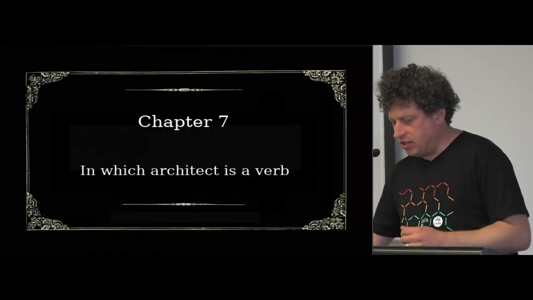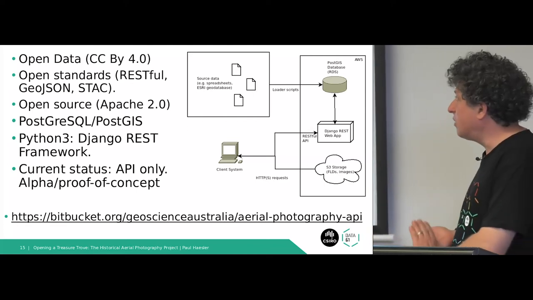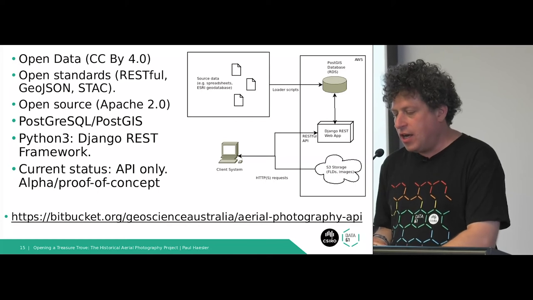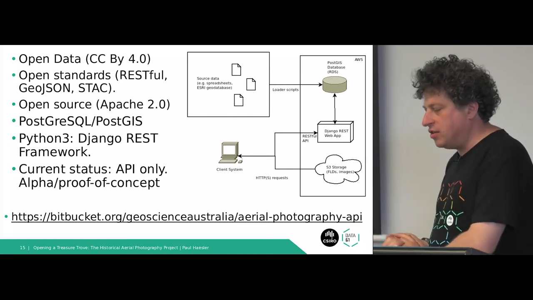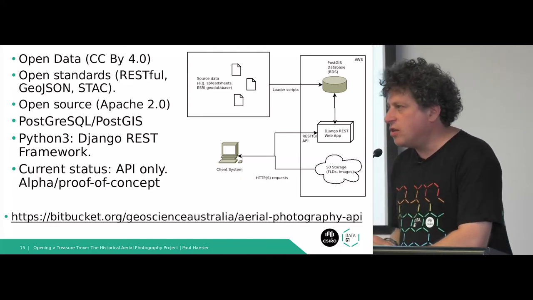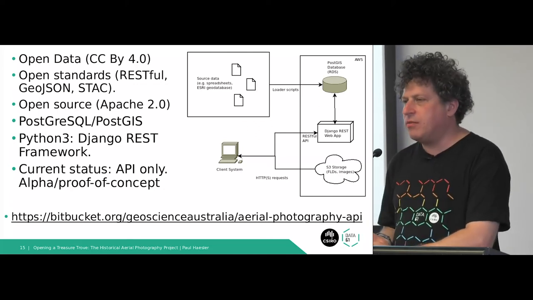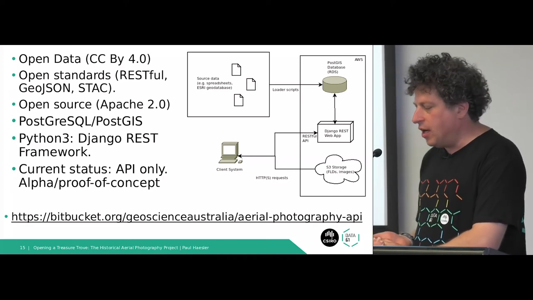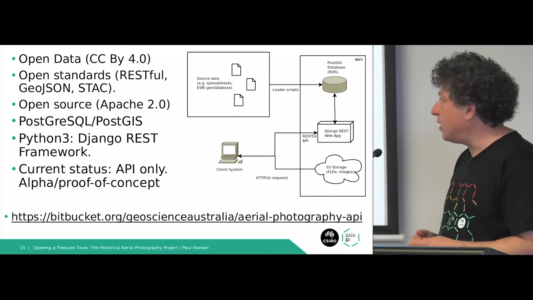So what am I actually doing? Open data, Creative Commons. All the imagery will be released under a Creative Commons by attribution license. Open source, the code is all Apache 2 licensed. I won't say we're sticking to digital standards, but certainly open standards. We're heavily influenced by open standards. It's a RESTful API returning GeoJSON for the most part.